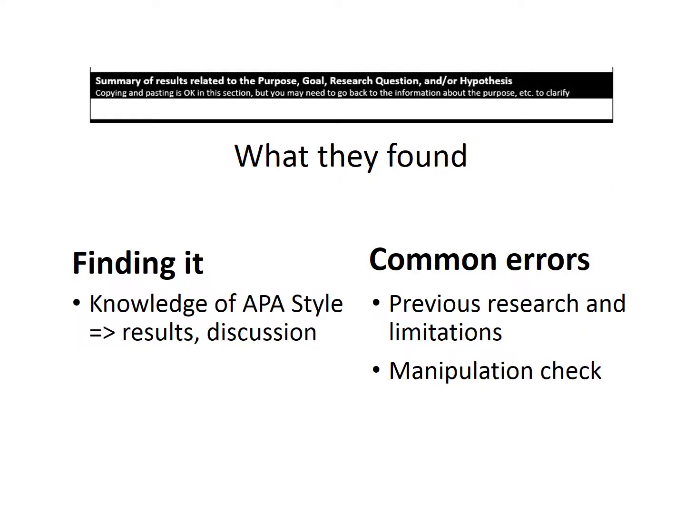The summary of results helps us remember what they found from the study. Our knowledge of APA style helps us know that it's included in the results section and also usually mentioned in the discussion section. The Overload article included the summary in the paragraph before limitations in the discussion, as well as summary paragraphs within the results. And the mindfulness article included a summary in the first paragraph of the discussion.